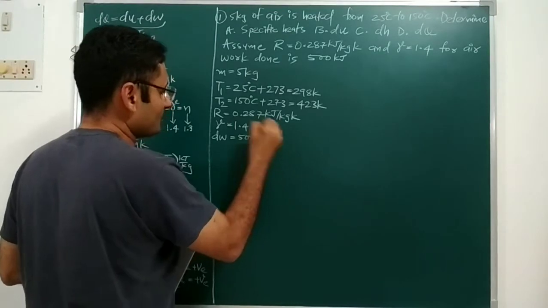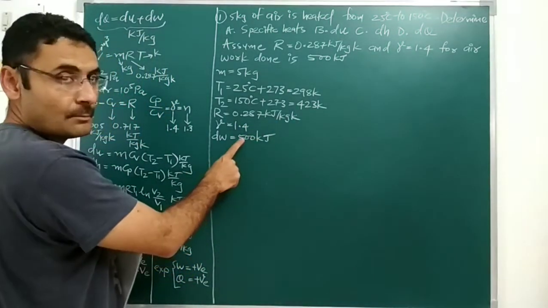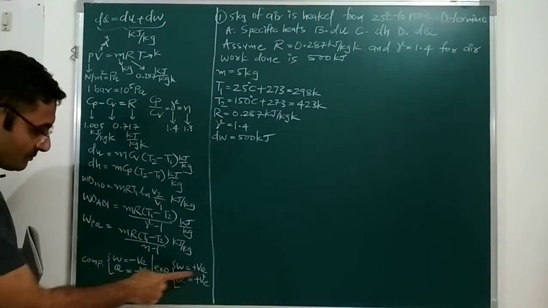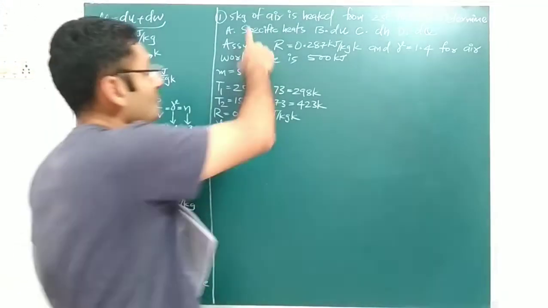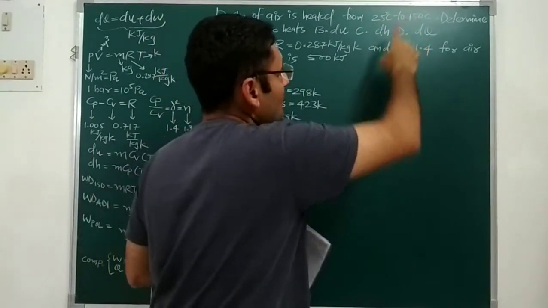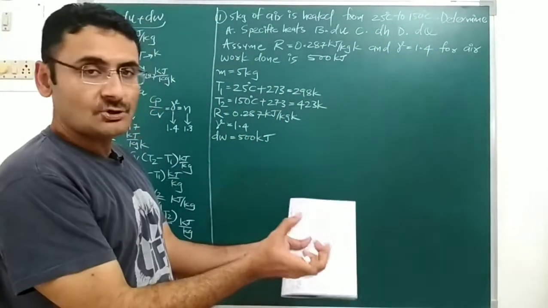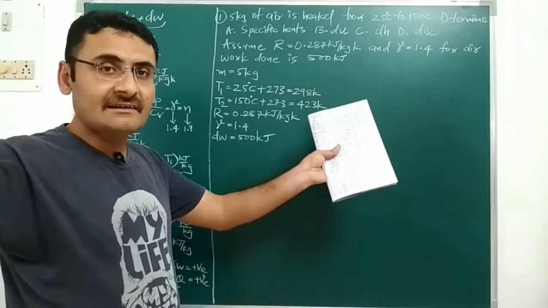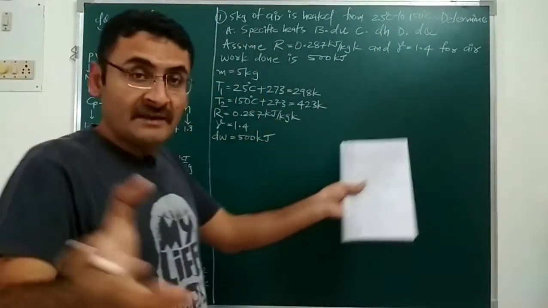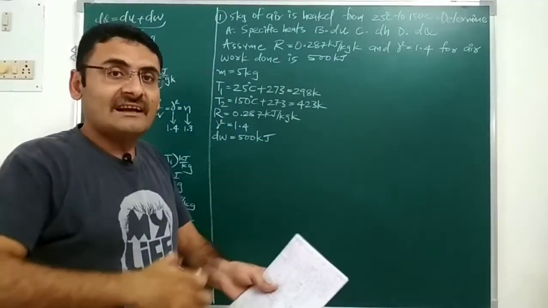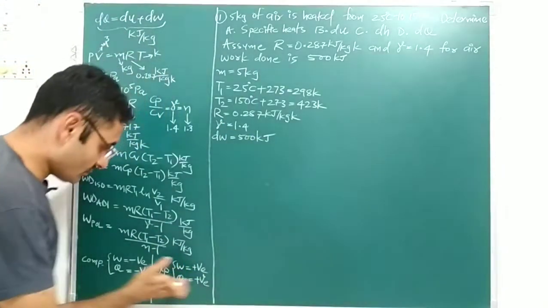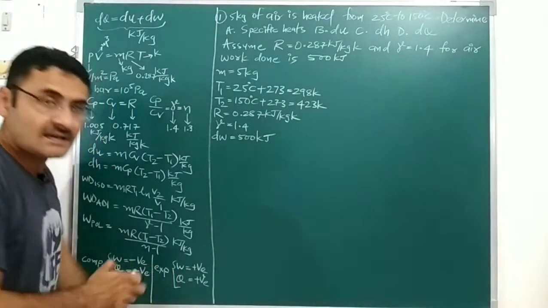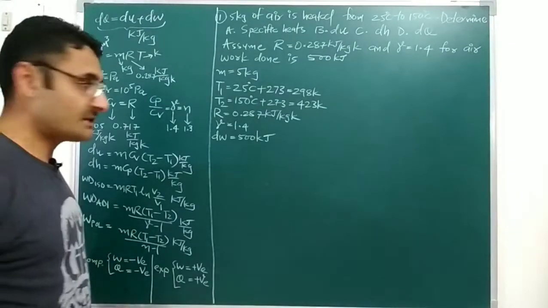The work done is 500 kilojoule. That means the work done answer is positive. They are giving the work done in positive terms. Work done is positive when expansion is there. When air is heated from 25 to 150 degree, the initial temperature of air is 25 degree, and when it is heated, the volume of the air is increasing because its temperature is increasing. When the volume is increasing, an expansion process takes place, and in an expansion process work is rejected. That means work done is positive.